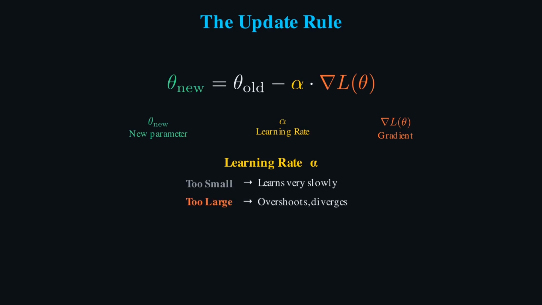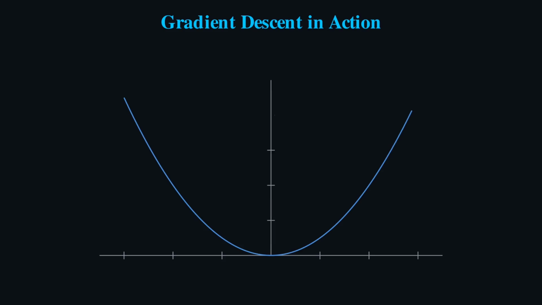How big is each step? That's controlled by a value called the learning rate, often written as alpha. The update rule is simple. New parameter equals old parameter minus the learning rate times the gradient.